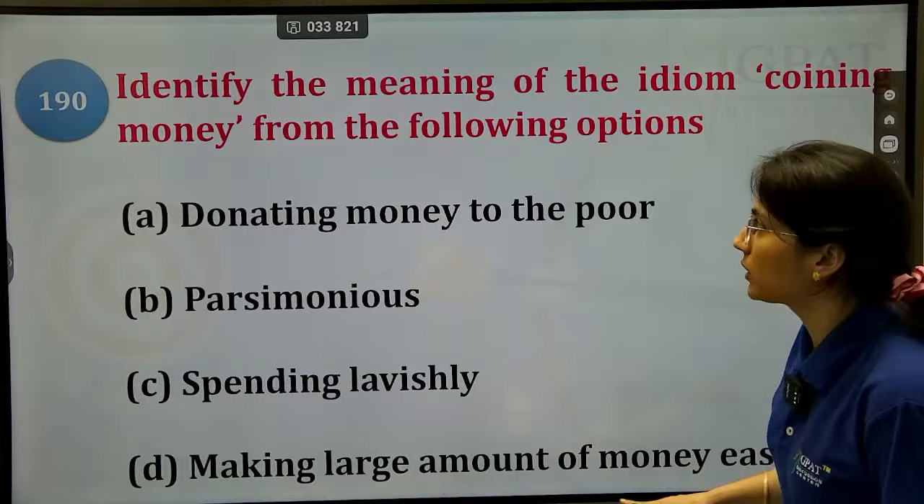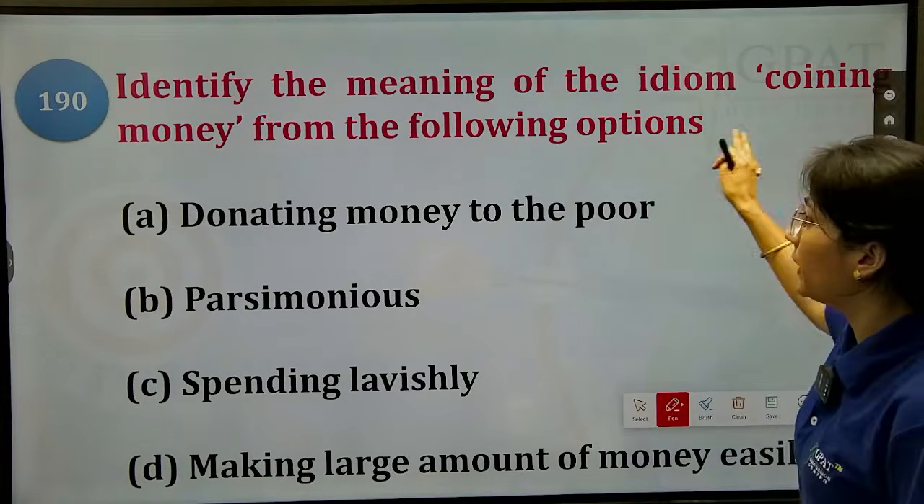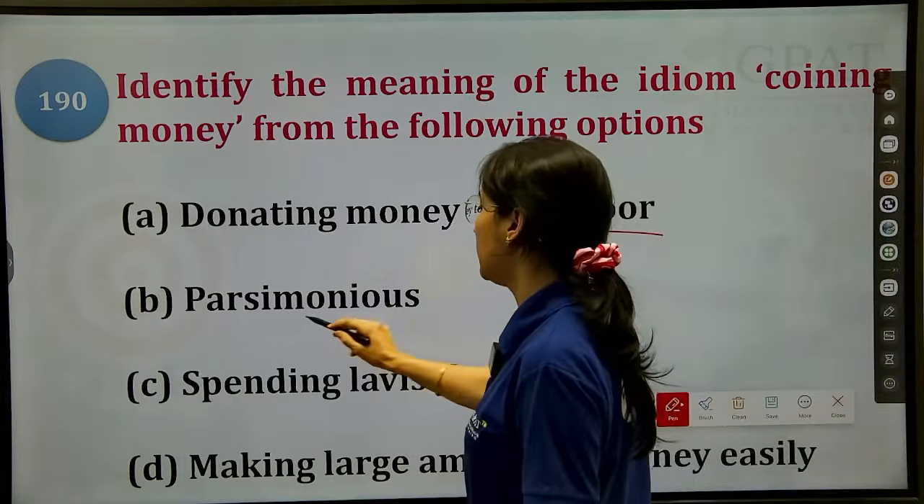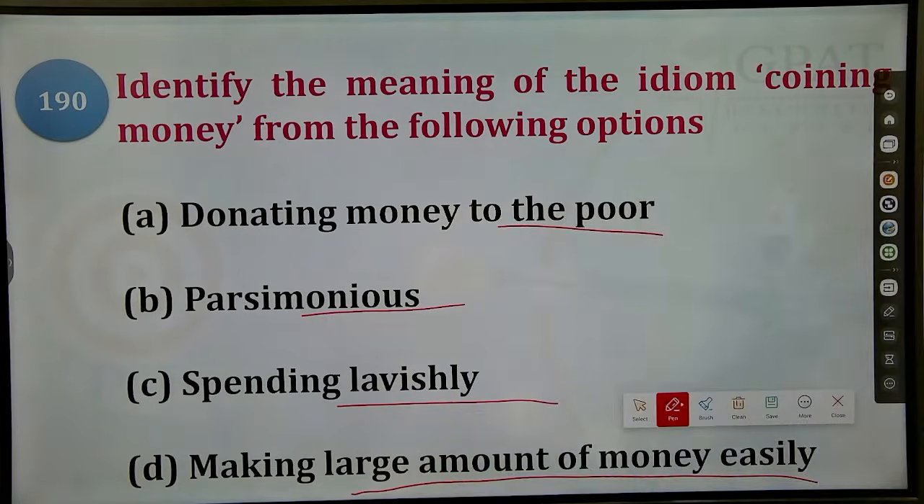Now move to the next question. Identify the meaning of the idiom coining money from the following options: donating money to the poor, parsimonious, spending lavishly, making large amounts of money easily. What is the correct answer? Identify the meaning of the idiom coining money. So the answer is what?